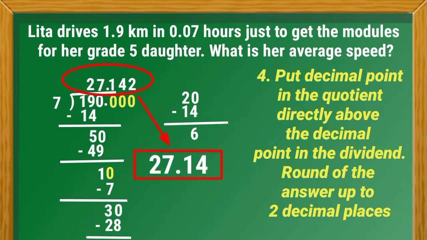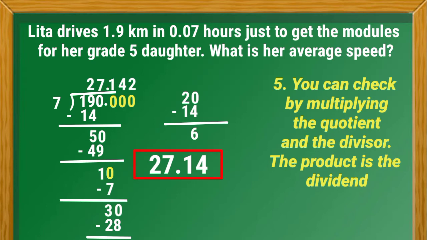So this will become 27 and 14 hundredths. We need to put the decimal point directly above the decimal point in our dividend. So the decimal point will be in between 7 and 1. Our answer here is 27.14. Therefore, the average speed that Lita drives is 27.14 kilometers per hour.